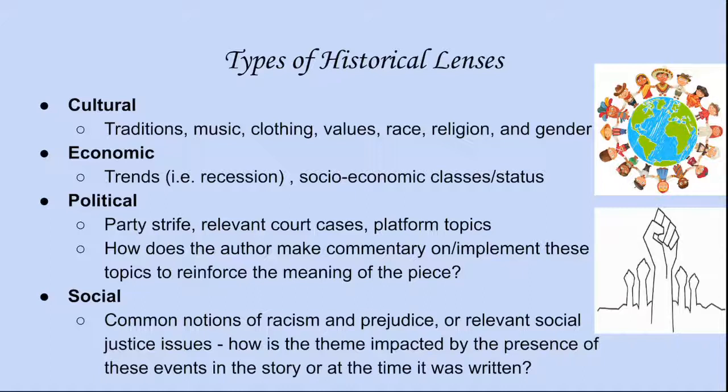Social would be common notions of racism and prejudice or relevant social justice issues. An example of social would be The Book Thief, due to its setting in World War II and the effects that it has on its characters. A question that you could ask is how the theme impacted the presence of the events in the story and the time it was written.